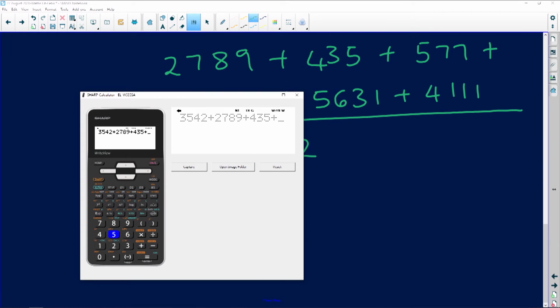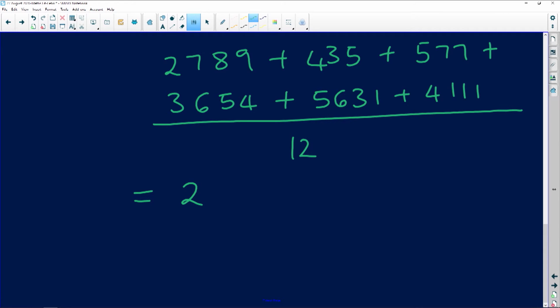435, 577, 3,654, 5,631, 4,111. Nice one. Divided by 12. That gives us 2,968. That is going to be the number that we are going to be working with in terms of the average. So I got all my marks.